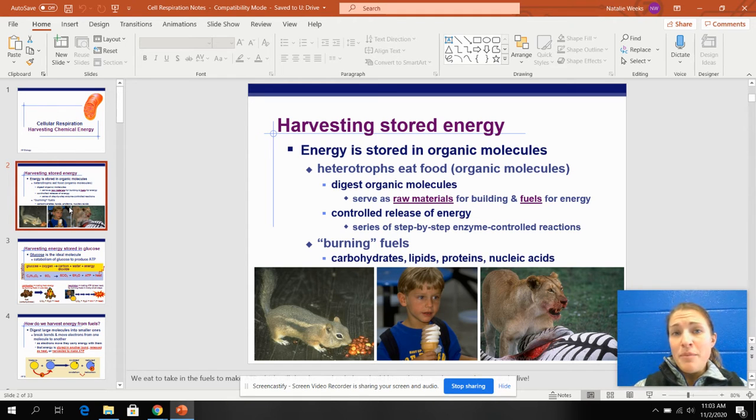That's why we need to do biochemistry first, because then we're talking about carbs, lipids, proteins, and we know that those fuels are going to be our carbs and our lipids. Specifically in this unit, we're going to talk about carbohydrates, even though lipids also do give us a little bit of energy as well.